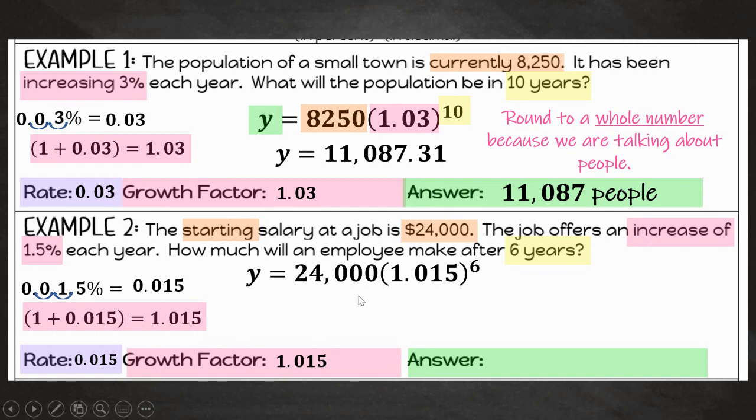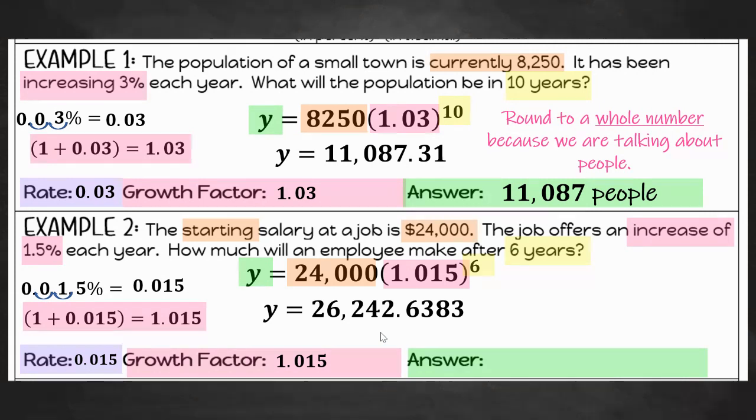So what you would do in your calculator is type this all in at the same time. So you could do 24,000 multiplication parentheses 1.015 and then x to the y or y to the x 6. It depends on the calculator how you would do it. Sometimes it's x to the y, sometimes it's y to the x. It means an exponent.